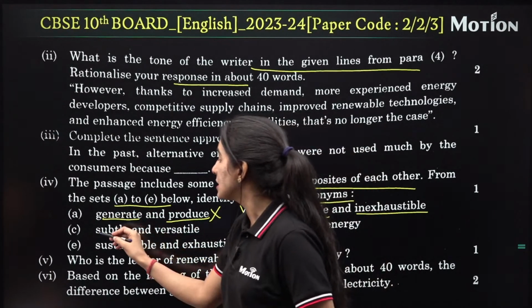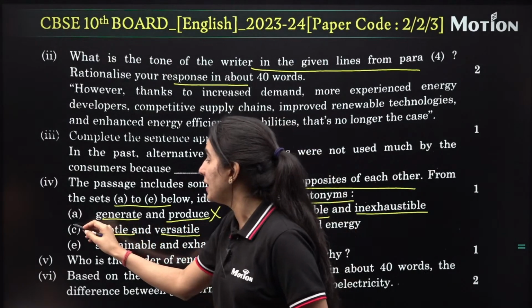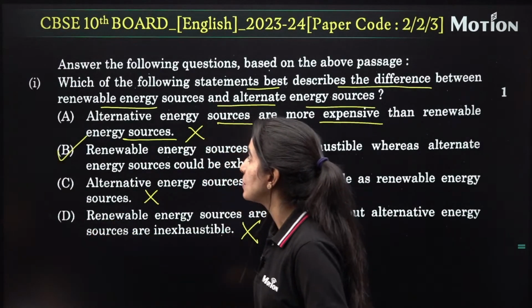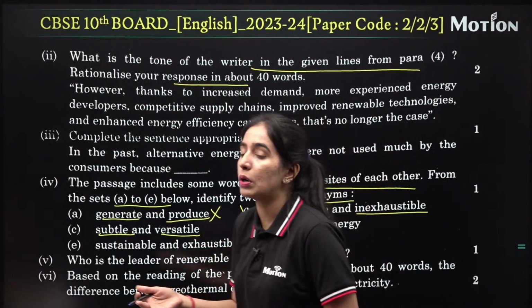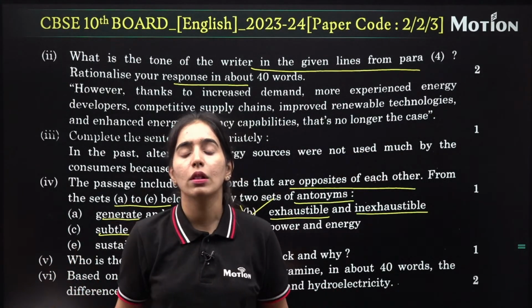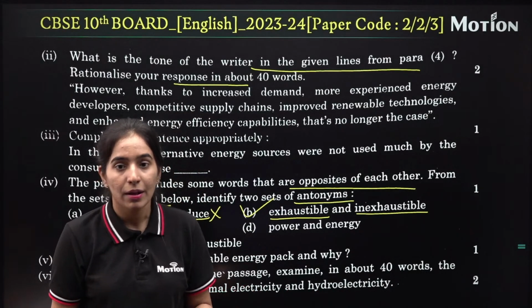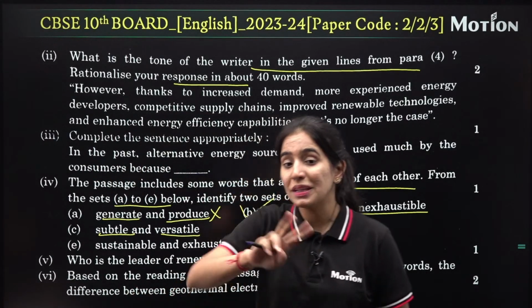Now if we talk about subtle and versatile, they cannot be the antonyms. That will be absolutely wrong. Why it will be wrong? Because what is the meaning of subtle and versatile? Versatile is in all the different possible ways. Okay, so it cannot be the answer, it cannot be the antonym.